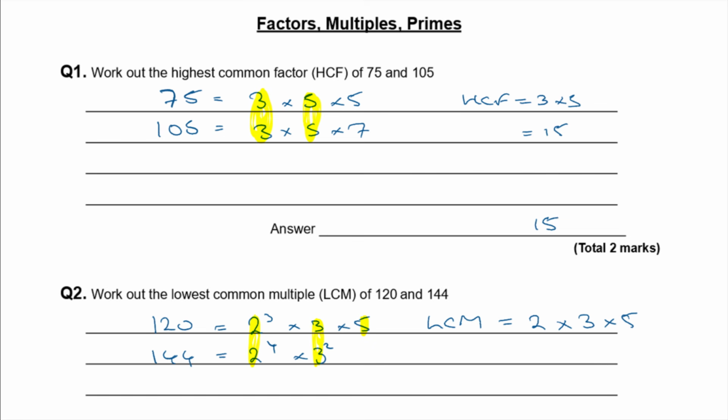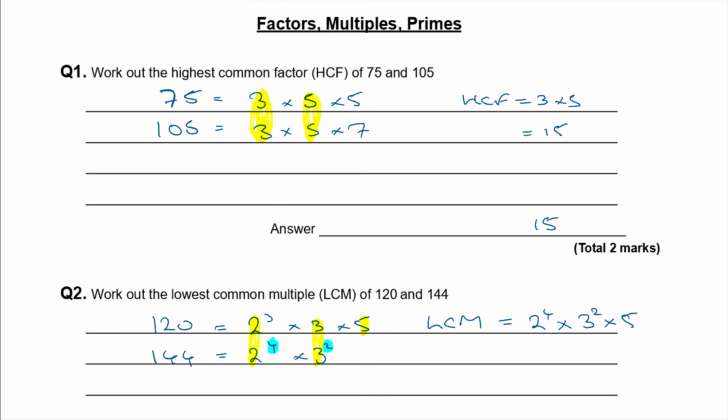So if you look at the 2's, I've got a 2 cubed and I've got a 2 to the 4. So I'm going to pick the higher of those two. I'm going to pick the 2 to the 4. For the 3's, I've got a 3 and a 3 squared, so I'm going to pick the 3 squared. And then the 5, I just got a single 5, so it's just 5.